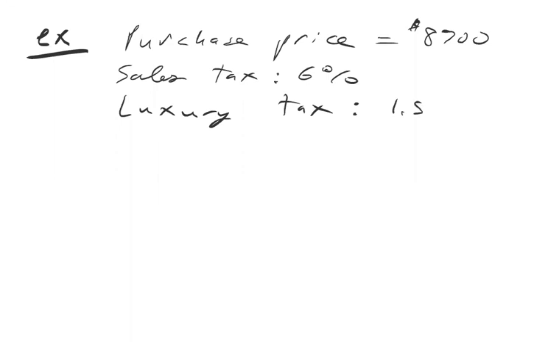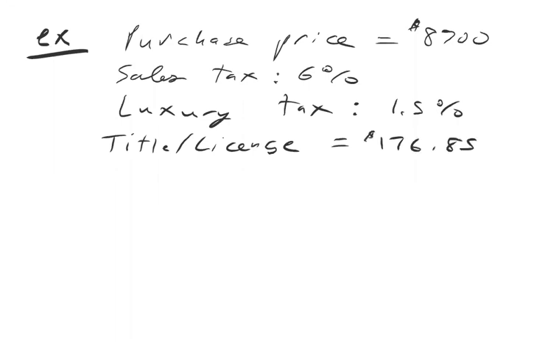Which is 1.5%. What I want you to do is find, and then your tax, right, my bad, your title and license is $176.85. I want you to find the total cost of that car out the door. So take a minute to use your percents, find your sales tax, find your luxury tax, and then add your tax, title and license to that. Take a minute to figure out the out-the-door price for that.